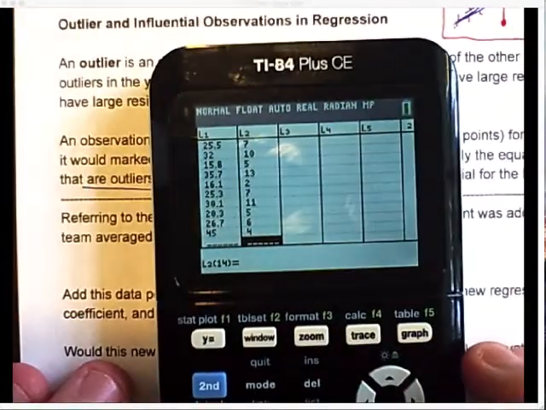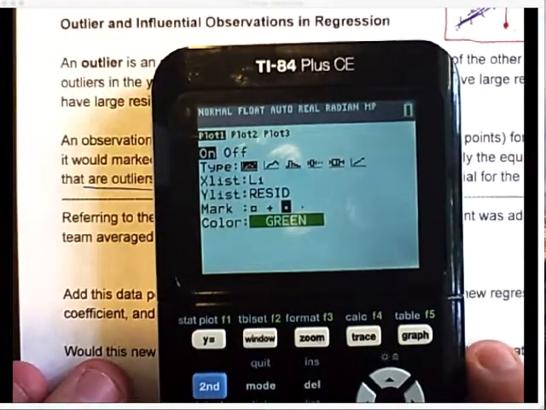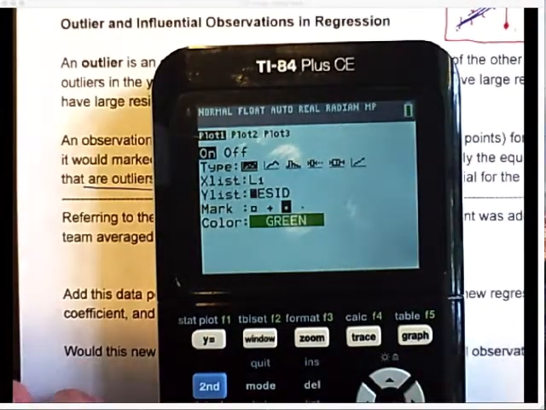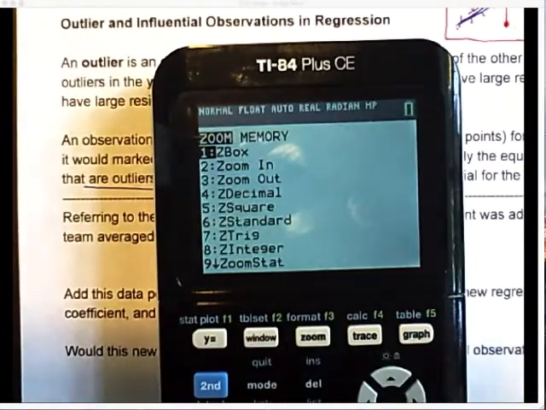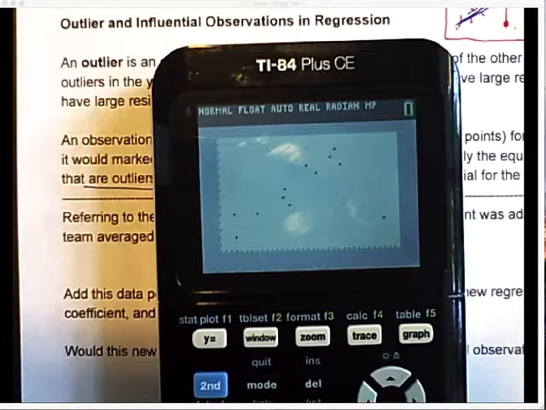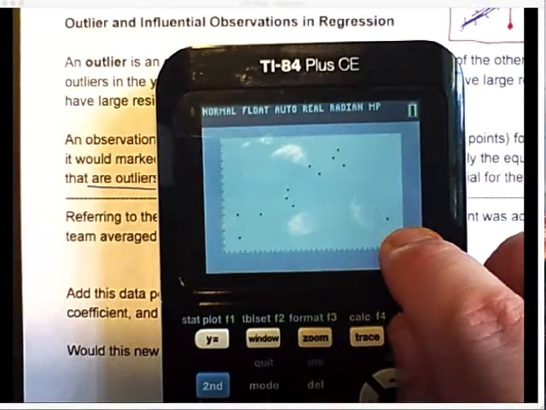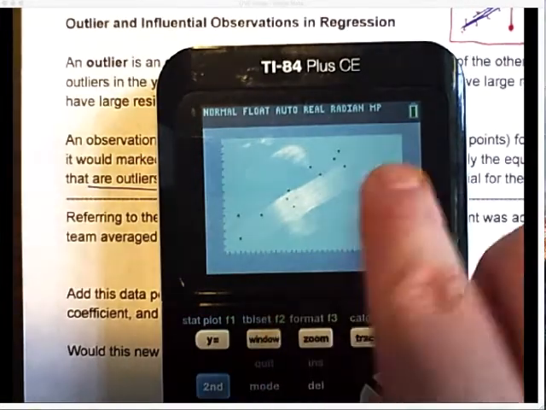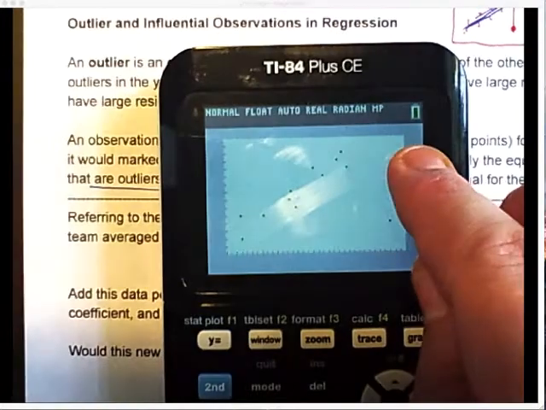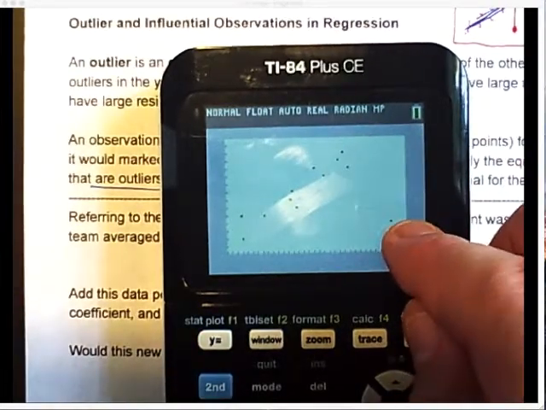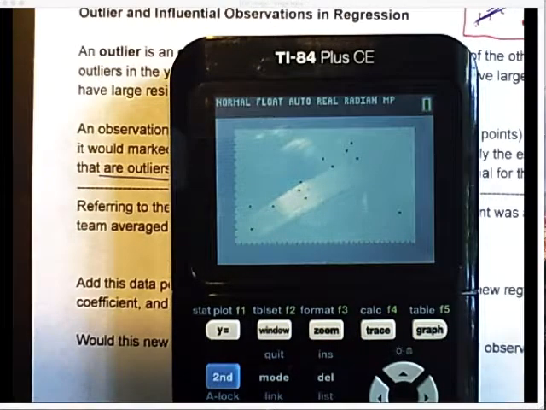All right. Now let's look at a regular scatter plot. Turn that on, make a scatter plot, just a regular scatter plot, so L1 versus L2. All right, and zoom in. Ooh, so we added this 13th data point. Look at that. It's way below what we expect, and it goes over in X. So this might be an influential point and an outlier.